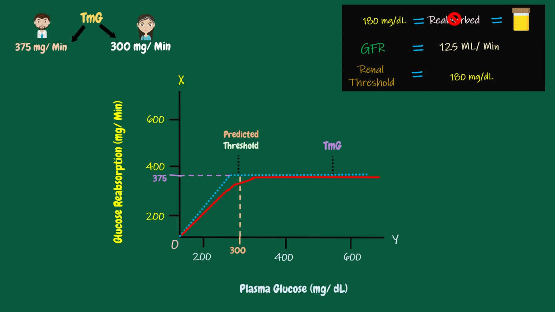When the renal threshold curves are drawn by using these values, the actual curve deviates from the predicted, or ideal curve. This type of deviation is called splay. Splay is because of the fact that all the nephrons do not have the same filtering and reabsorbing capacities.